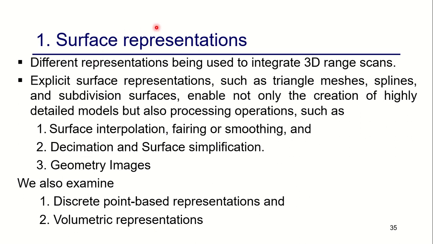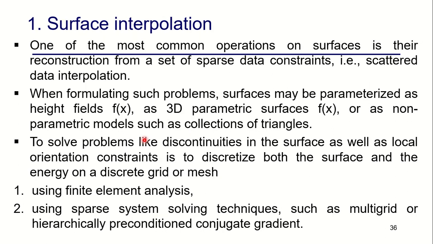The first one is surface interpolation. Surface interpolation is one of the most common operations on surfaces, which is the reconstruction from a set of sparse data constraints, that is, scattered data interpolation. When formulating such problems, surfaces may be parameterized as height fields f(x), as 3D parametric surfaces f(x), or as non-parametric models such as collections of triangles.